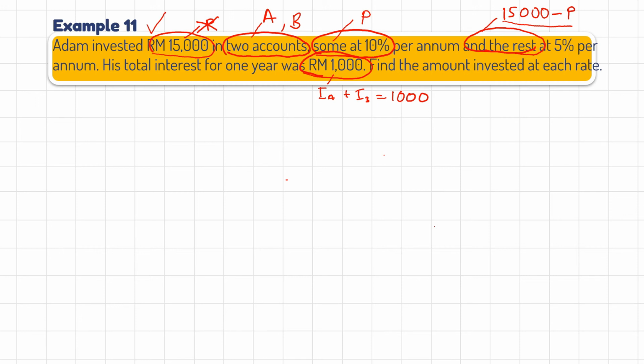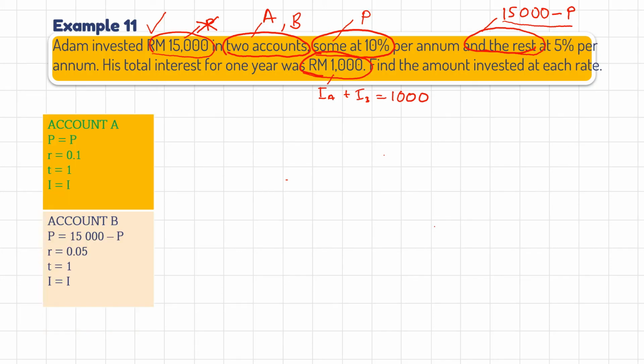To make it simple, let's put all the information like this. For account A, the information that we have is P equals to P. We assume that sum of money is P. And then our R is 0.1, since the question gives you sum at 10% per annum. So it will become R equals to 0.1. T equals to 1 and our I is IA, representing interest in account A.